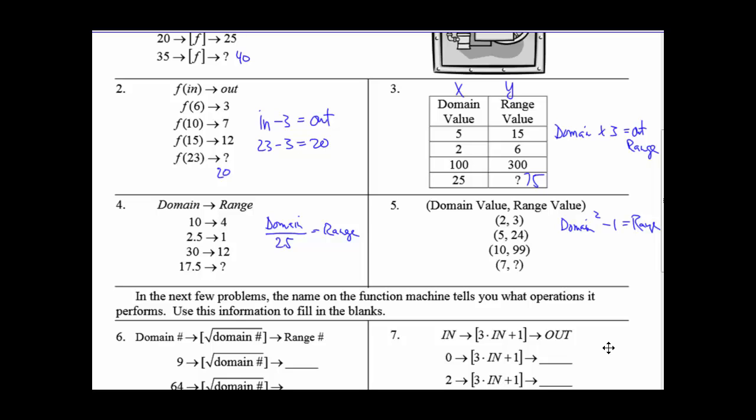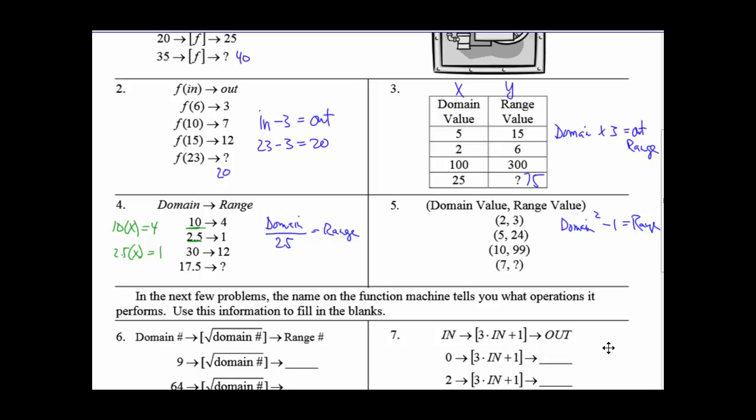Hey, welcome back. If you look at number 4, you should have had the domain divided by 2.5 equals the range. And the way we did that is, first I looked at adding. If I took 10 and tried to subtract something, 10 minus 6, I get 4. But if we go to 2.5, 2.5 minus 6 doesn't give us 1. So it's not adding or subtracting. So then I look at multiplication. I want to figure out what I multiply 10 by to get 4, or what I multiply 2.5 by to get 1.